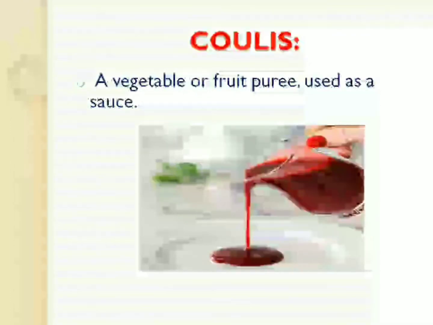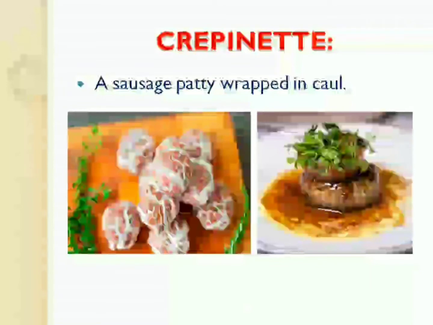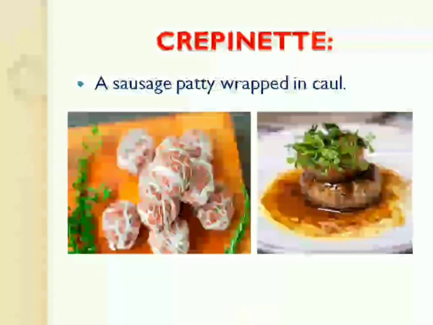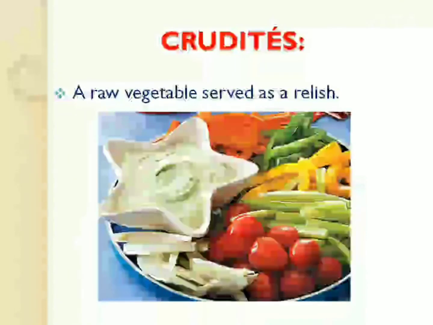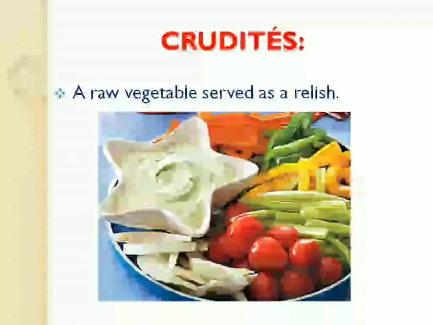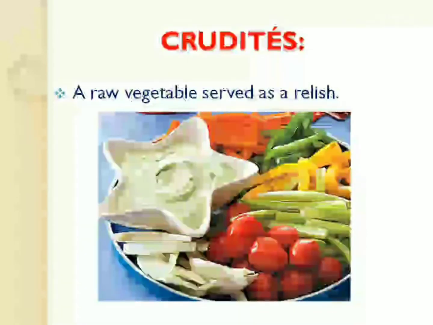The next is crépinette. Crépinettes are a type of flat sausage traditionally made from ground pork and other ingredients and wrapped in a thin casing of caul fat. So that is known as crépinette. The next is crudités. Crudités is an appetizer consisting of a variety of raw vegetables, usually cut into strips or bite-sized pieces and served with a dip.